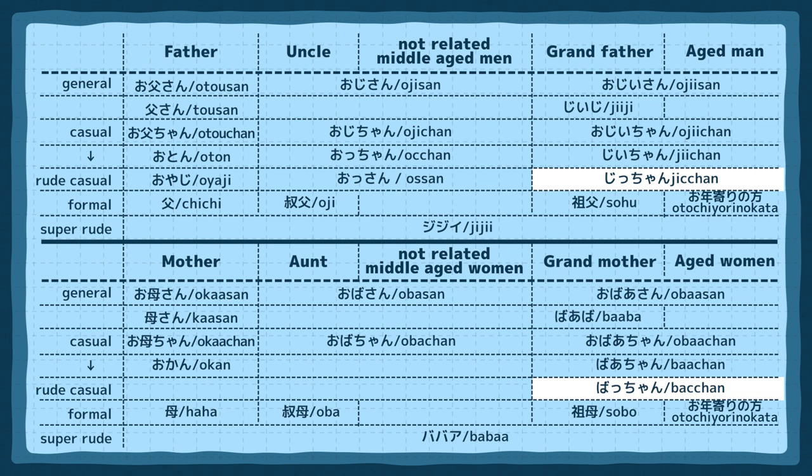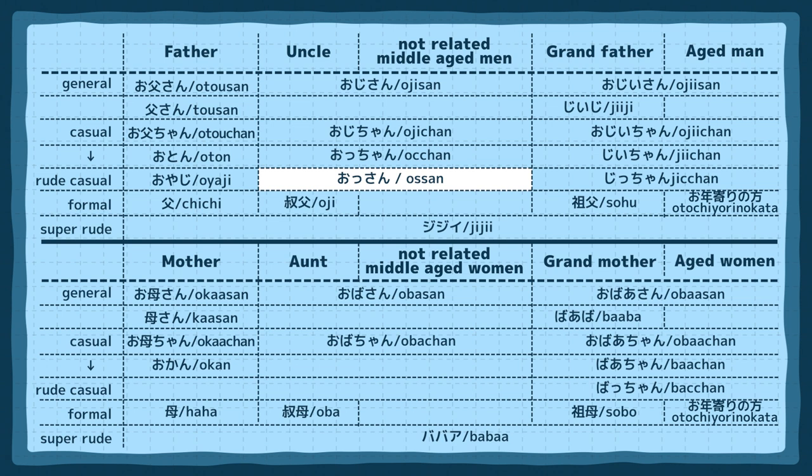And this, おっさん. Actually, this is rude. Some people might use this to their uncle, even their father, but it's mainly used for unrelated middle-aged men. But as I said, it's not a good word, so better not use it, unless you want to pick a fight.